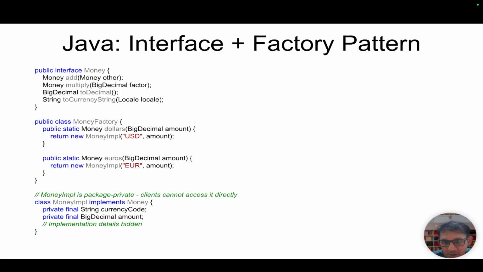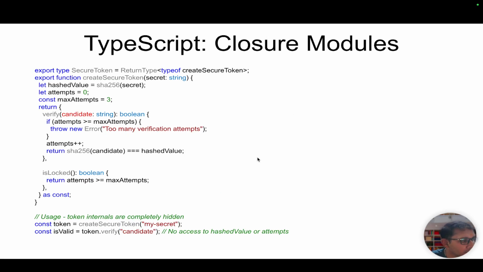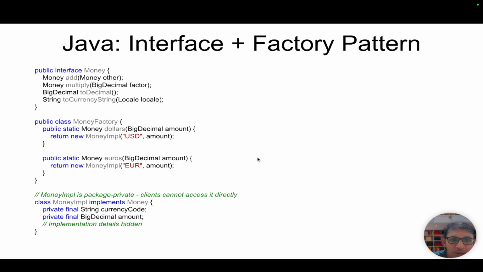You define a money interface that specifies the operations but not the representation. There's a money factory here which provides static methods to create instances. And the money impl class is package private, so clients cannot access it directly. This pattern gives you complete control over construction and ensures that clients can only interact with the money interface. You can change the internal implementation of money impl without affecting any client code.